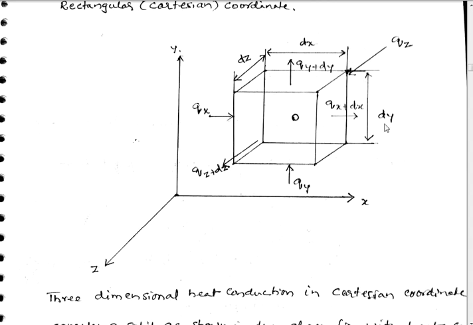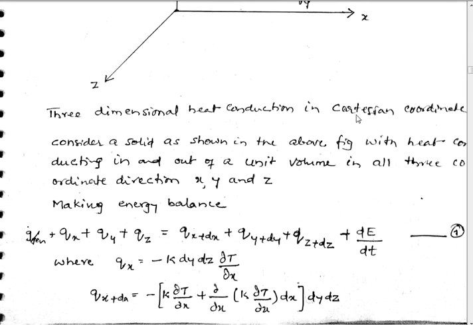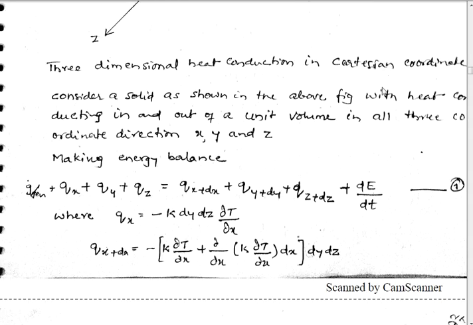Through this elemental volume, through all three directions, the heat is entering: qx along the x axis, qy along the y axis, and qz along the z axis, entering into the element. Similarly, there is internal heat generation and change in internal energy for this element. Then the amount of heat leaving from the element is qx plus dx in the x direction, qy plus dy in the y direction, qz plus dz in the z direction. The three-dimensional Cartesian element that we have considered is shown in the figure.